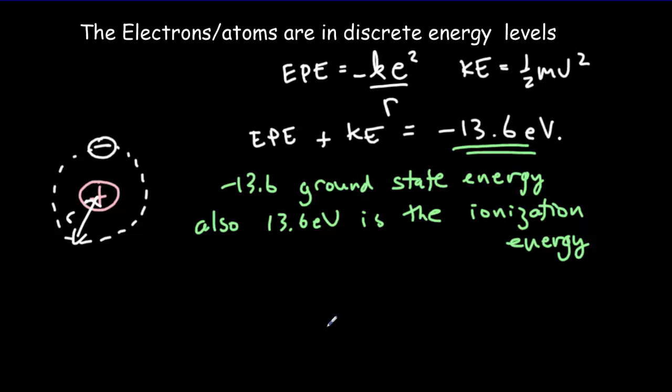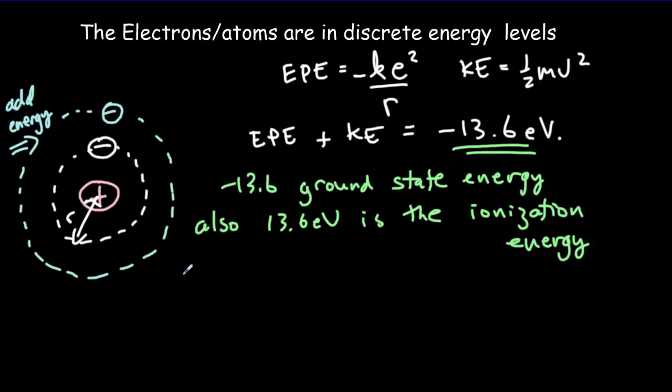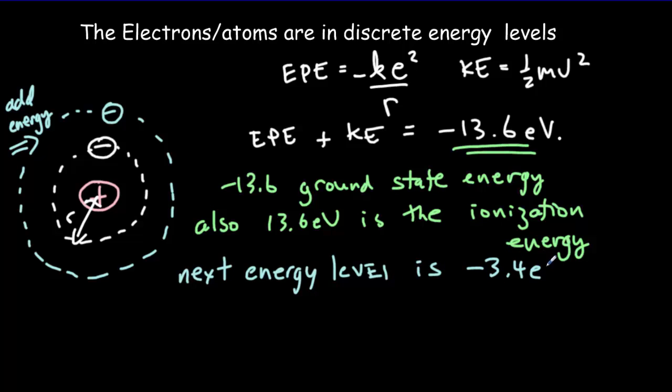But what's unusual is, let's say that we add a little energy. Well, the atom itself won't absorb it, won't accept any old energy. You've got to give it enough energy in order to get it up to the next energy level. Turns out the next energy level is negative 3.4 electron volts.